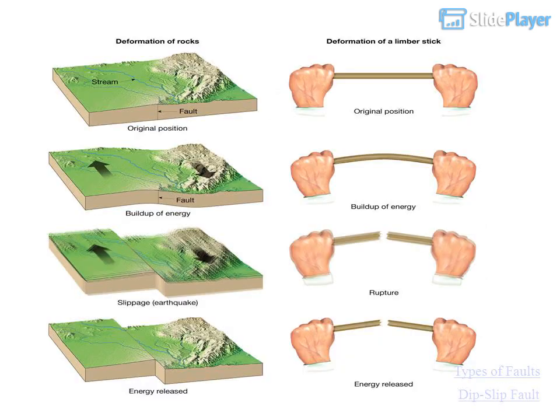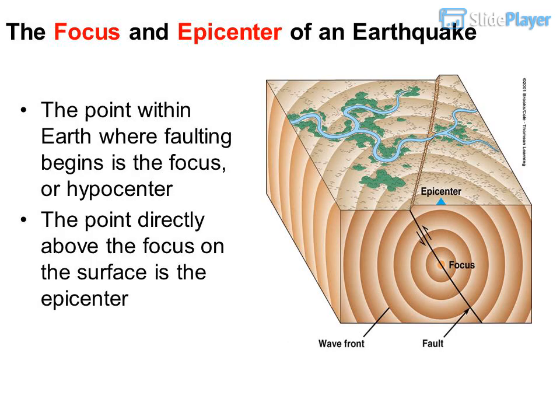Types of faults. Dip-slip fault. The focus and epicenter of an earthquake. The point within Earth where faulting begins is the focus, or hypocenter. The point directly above the focus on the surface is the epicenter.